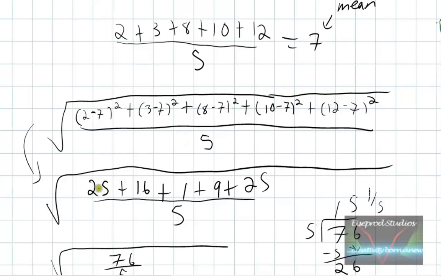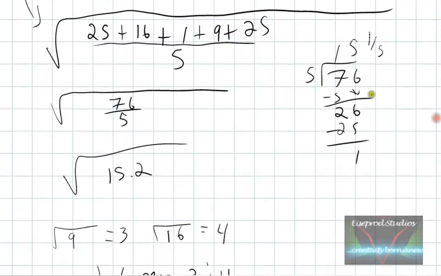So moving on, I evaluated these parentheses up here, and I got 25, 16, 1, 9, and 25. You're going to add all of those up and divide by 5. So when you add them up and divide by 5, you'll find that you have 76 divided by 5, which is 15 and 1/5, or 15.2.